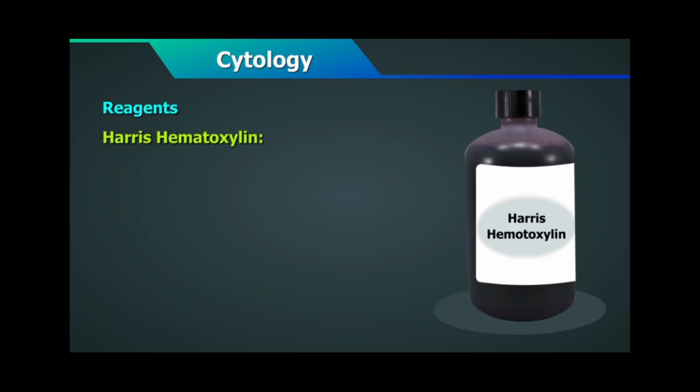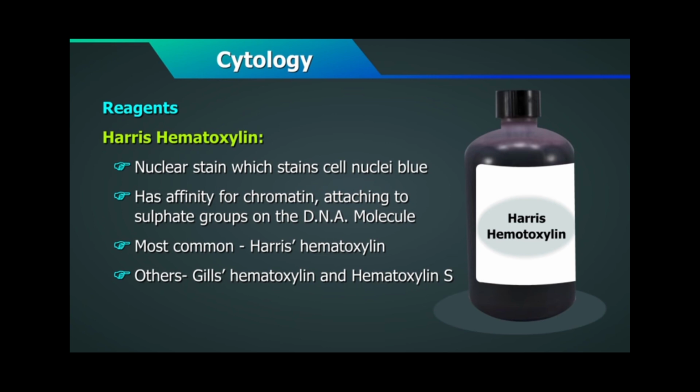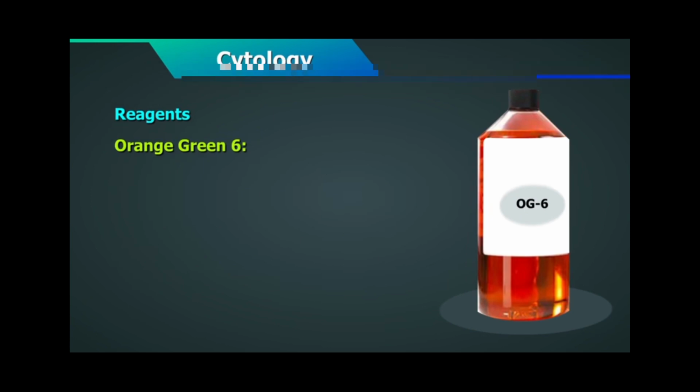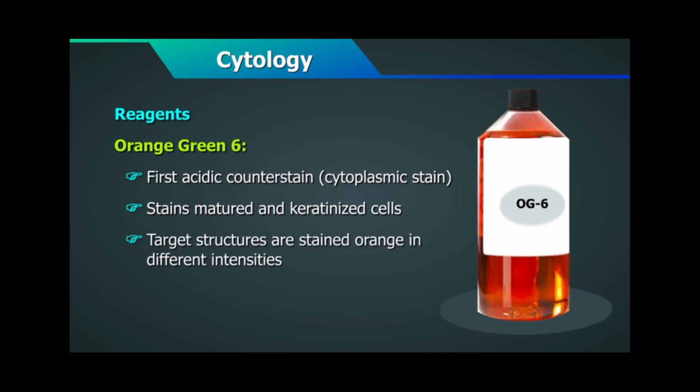Aside from getting acquainted with the different fixatives used for pap smear, we should also know the different reagents used to stain our slides for pap staining. The primary stain used, class, is hematoxylin. In this case, from the book, we are using Harris hematoxylin. This stains the nucleus blue or dark purple to black. The first counterstain used is orange green 6, so OG6. This is used to color the cytoplasm of mature superficial cells and keratinized cells. This will stain the cytoplasm of mature cells with a different intensity of orange.